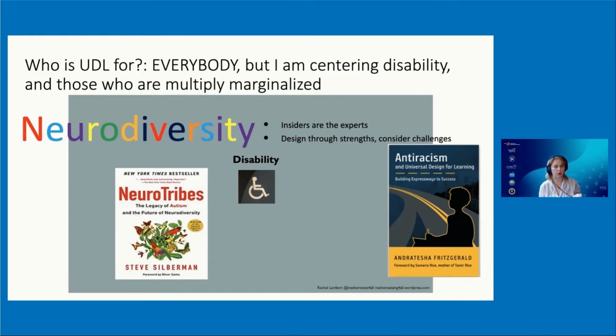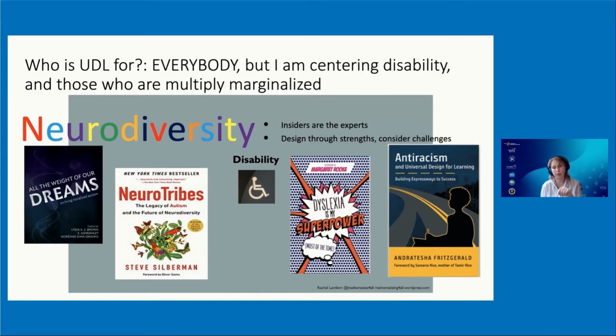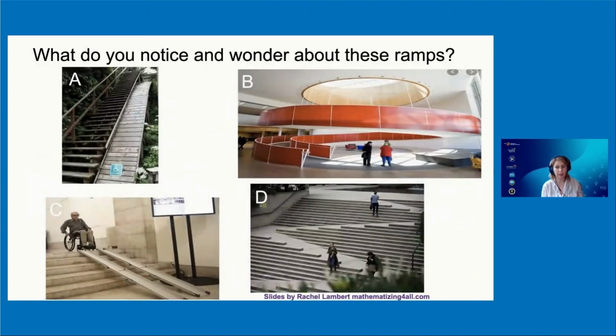You can learn more about neurodiversity from this amazing yet very thick book called Neurotribes, about the history of autism. You can learn about the perspective of people with autism who are non-white through this book, All Narratives, All the Weight of Our Dreams. And a book that I'm going to talk about today is called Dyslexia is My Superpower. These are narratives of young people with dyslexia in England, which is a fascinating read to learn about dyslexia from an insider perspective.